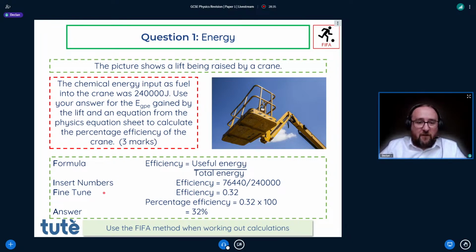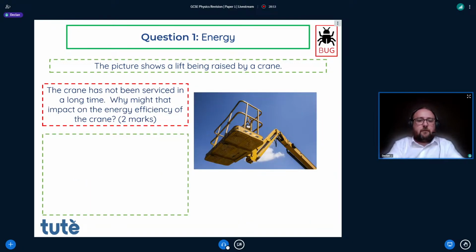Using that FIFA method, we've made it really clear exactly what we've done step by step. It's really simple for the examiner to see what we've done and how we've done it. And that's how we get all 3 marks, making it dead obvious with what we do.